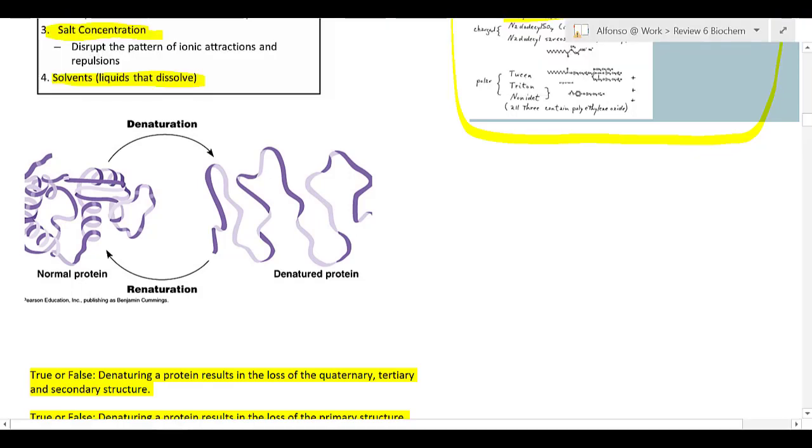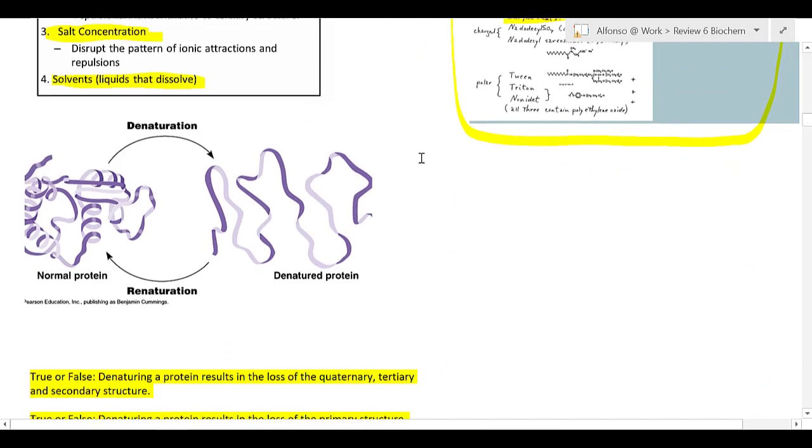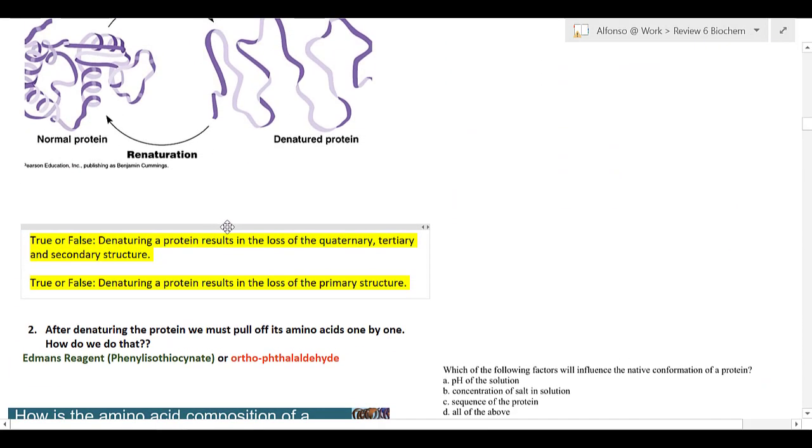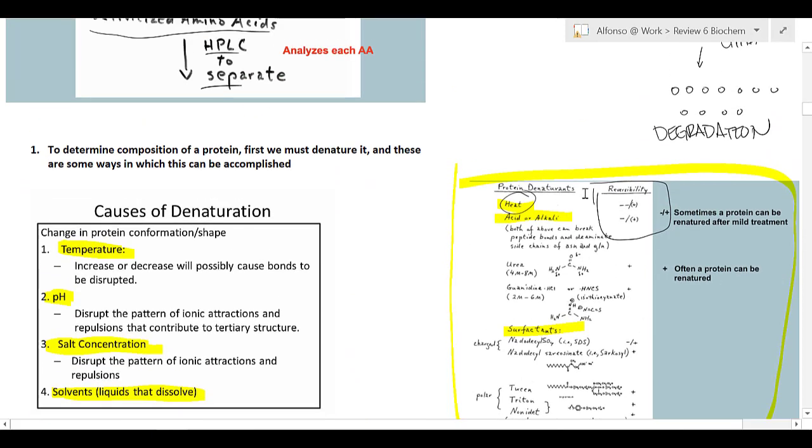Oh, and you might want to pay special attention to this, the reversibility column. If you see with heat, the minus sign means that you're not very likely to be able to renature it if you denature it using heat. Does that make sense? So if you use heat, you have a very low likelihood of renaturing that protein. Where would you see the minus sign? Oh, it's right here.